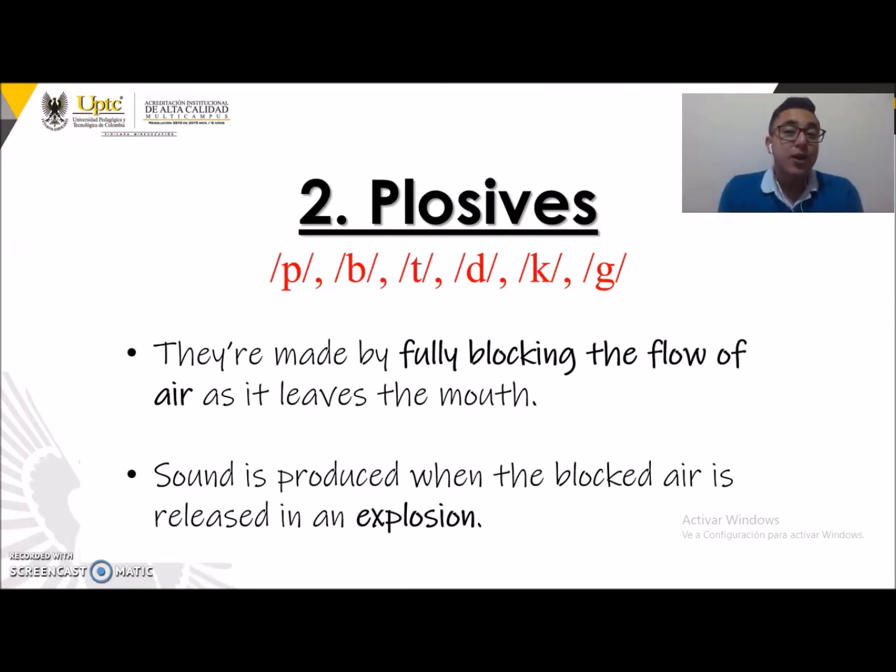There are only two characteristics. The first one is that they are made by fully blocking the flow of air as the air leaves the mouth. In second place, the sound is produced when the blocked air is released in an explosion. That is why they are called plosive, because they produce an explosion, okay? There are no more characteristics, and we are going to learn these sounds by practicing them, all right?